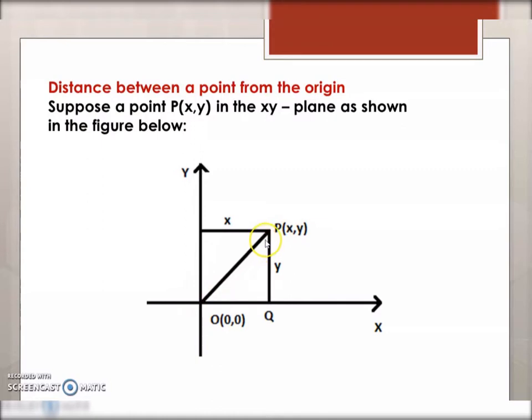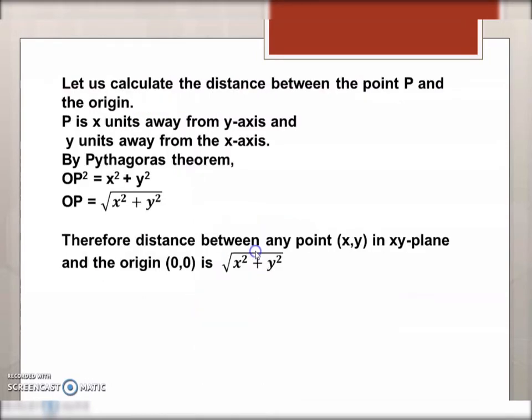So you can make use of the Pythagoras theorem here, because these are perpendicular lines. So this is 90 degrees. If you make use of the Pythagoras theorem, the horizontal distance is x and the vertical distance is y. So the hypotenuse will be square root of x square plus y square. That is, OP square is x square plus y square and OP will be square root of x square plus y square. So the distance of any point whose coordinates are x, y from the origin will be square root of x square plus y square.